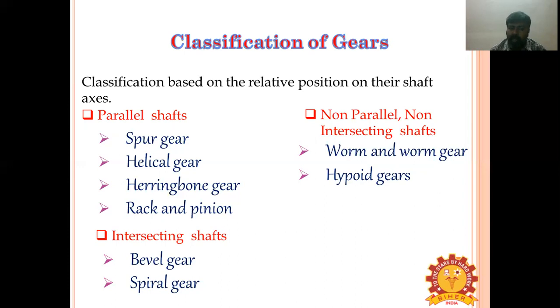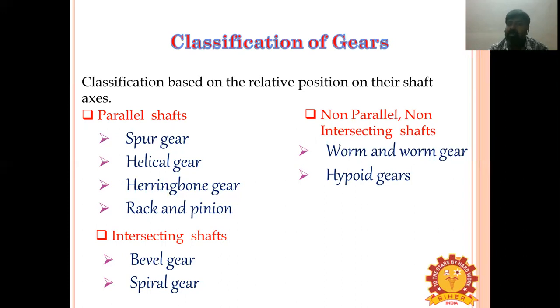The second one is intersecting shafts. Examples are bevel gears and spiral gears. Then the non-parallel, non-intersecting shafts, for example the worm and worm gear and hypoid gears, etc. These are the classification based on the relative position of the shaft axes. I will explain what is in spur, helical, herringbone, and so on. Before that, there are some more classifications.